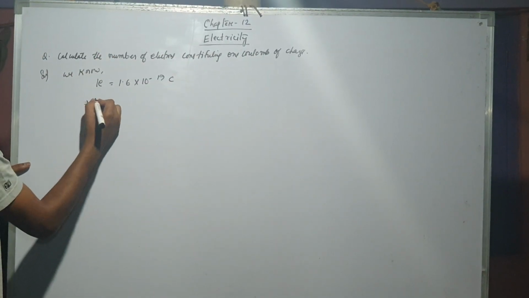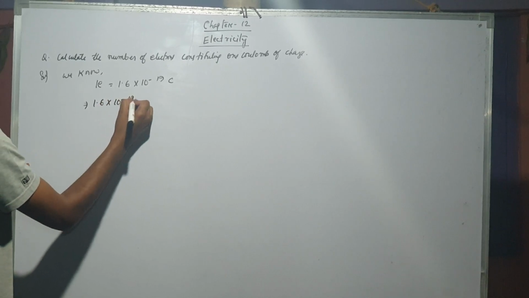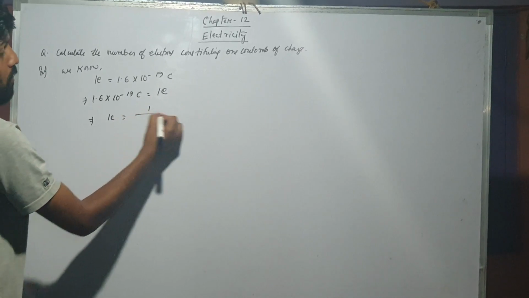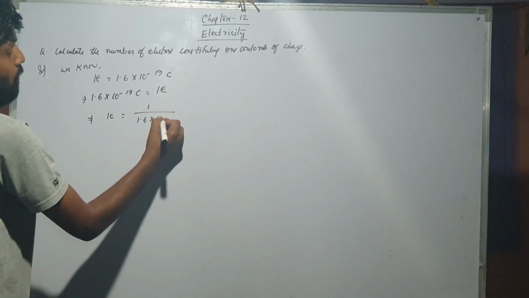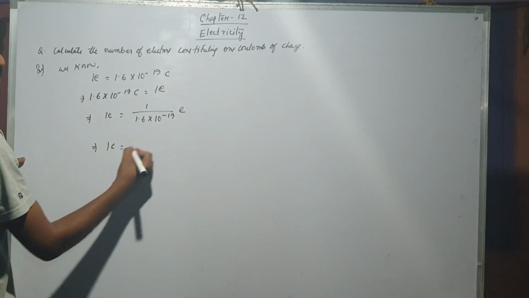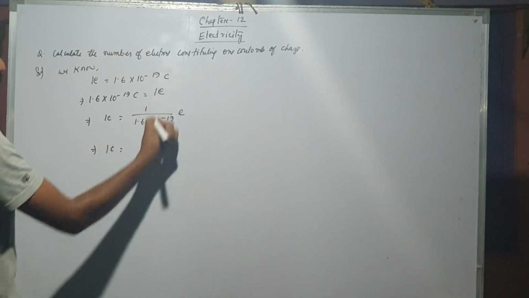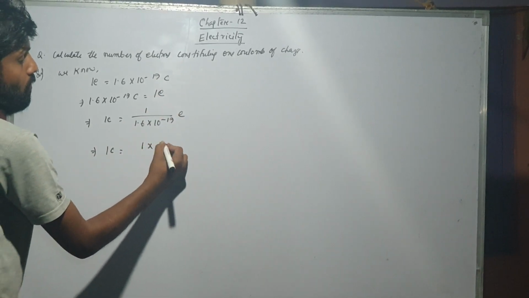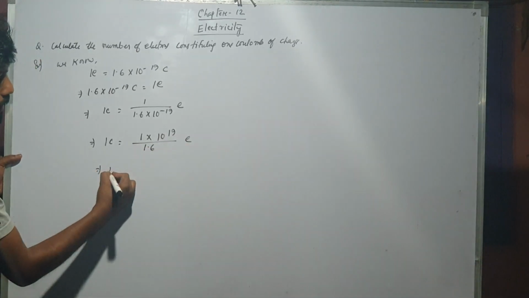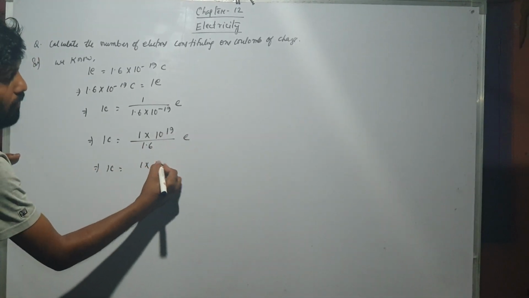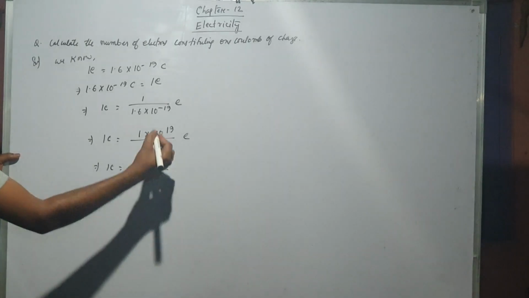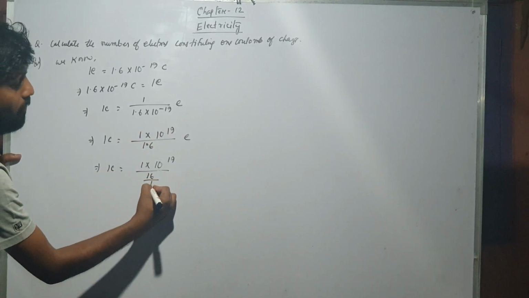This means what I can write here now: 1.6 into 10 to the power minus 19 coulomb is equal to 1 electron. That is 1 coulomb is equal to 1 divided by 1.6 into 10 to the power minus 19 electron. That is 1 coulomb is equal to, ये देखो 10 to minus 19 है, take it outside, so it will become 1 into 10 to the power plus 19. नीचे में कितना बचेगा? 1.6. That is 1 coulomb is equal to 1 into 10 to the power 19 by 1.6. You can see here after the point how many digits we have? 1 digit. If you want to remove the point, you multiply by 10 here. That is 10 by 16.